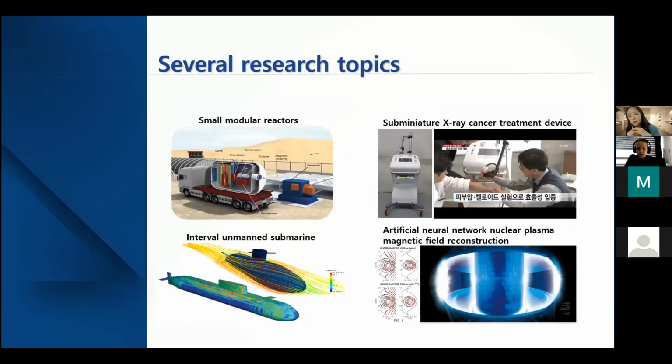And these are some research topics that we are doing in NQE. So as I said before, we have small modular reactors, we have submarines, and we have magnetic field reconstructions. And we also have a sub-miniature X-ray cancer treatment device, which was developed a few years ago and is on the market as well.